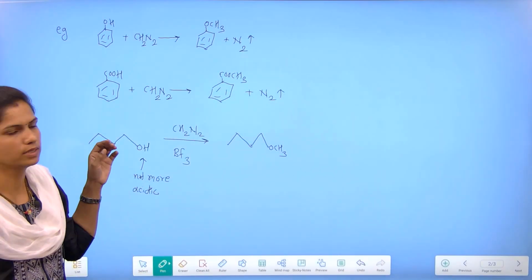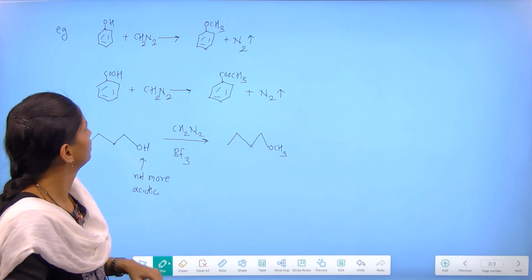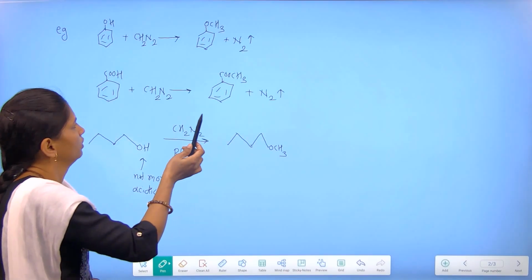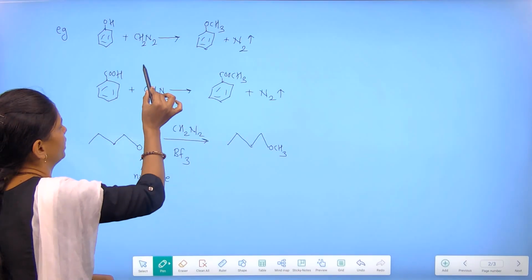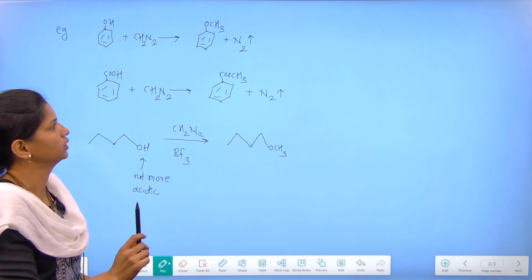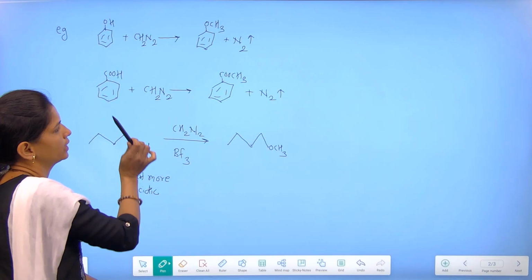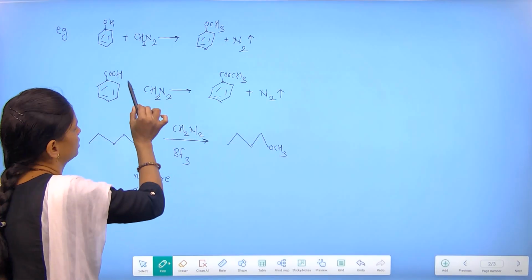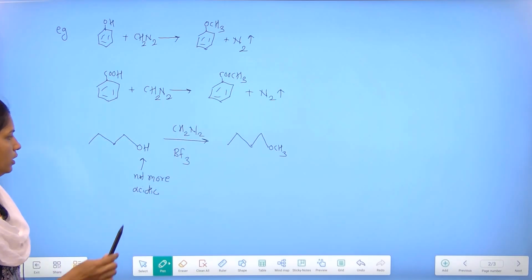These are examples. Here phenol reacts with diazomethane and forms anisole. In this reaction, diazomethane acts as a base, and this is a methylation reaction. Here, benzoic acid, a carboxylic acid, reacts with diazomethane and forms the methyl ester. This H is replaced by a CH3 group.